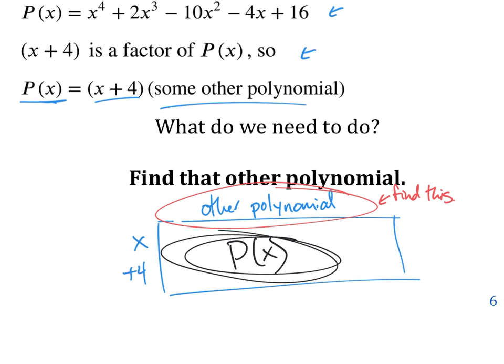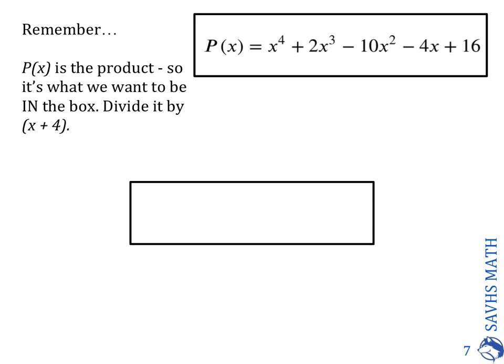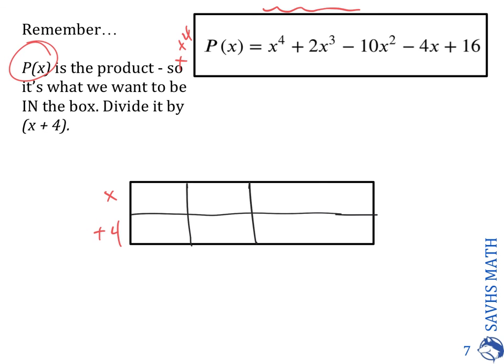Okay, I'm going to do that on the next slide. So what I'm trying to do is divide p of x by x plus 4 to get something else up here. So I'm going to put my x plus 4 here. And normally when we're using the box method, we would split this up into some boxes. I'll do that here too. I don't know exactly how many boxes I'm going to need, but I'm going to find out.